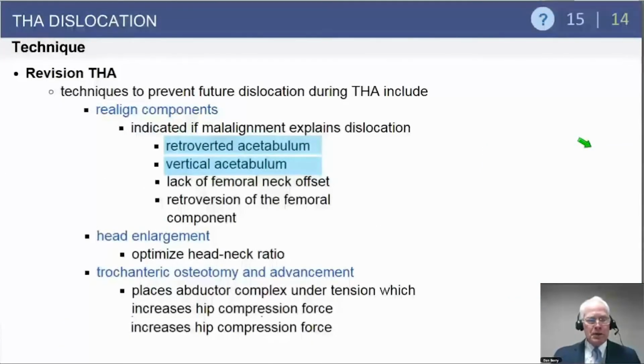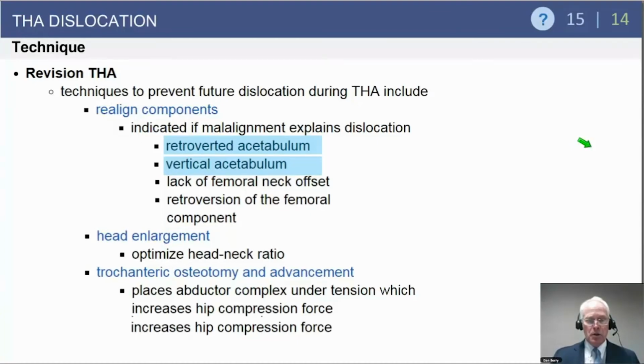A few further comments about revision arthroplasty in the setting of dislocation. The key tenet of treatment is to identify the main problem and try to solve it. So if the implants are malaligned, then realignment of the implants is key. So for example, if a cup is retroverted or vertical, it should be revised to an appropriate position. If there are problems with the biomechanics of the hip, the effort is to try to solve those. So if there's inadequate femoral offset, for example, then one would try to improve the femoral offset. If there's inadequate soft tissue tension and you can't solve it with modular implants, trochanteric osteotomy may be considered.